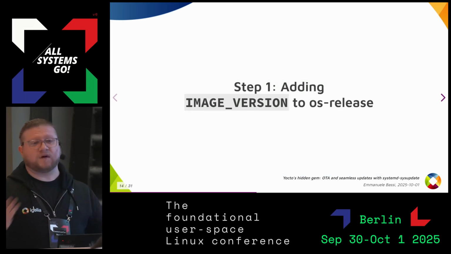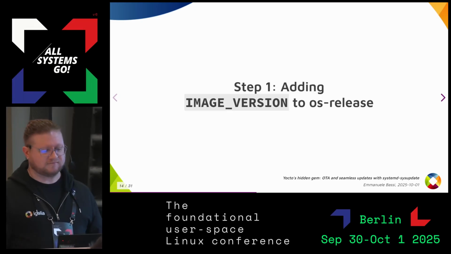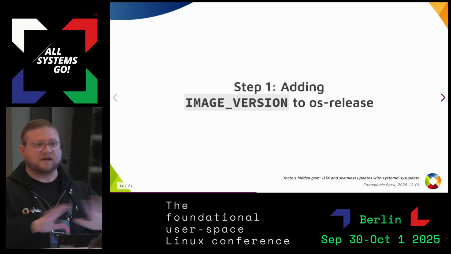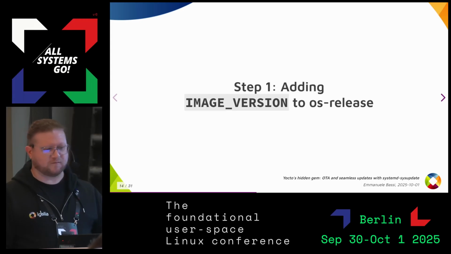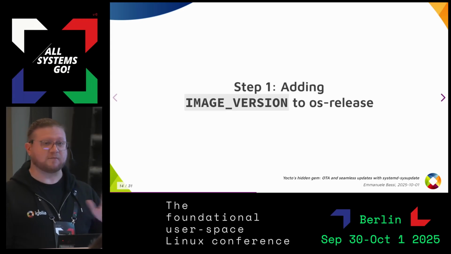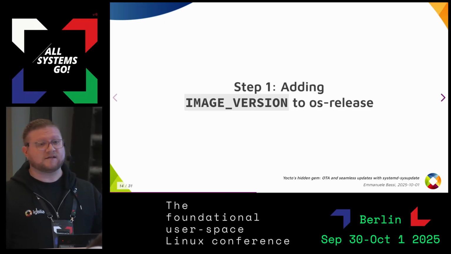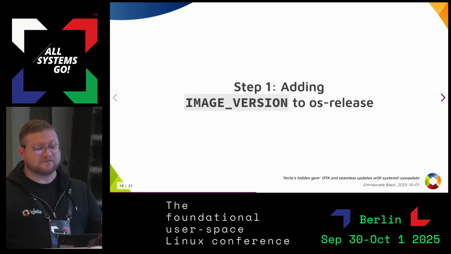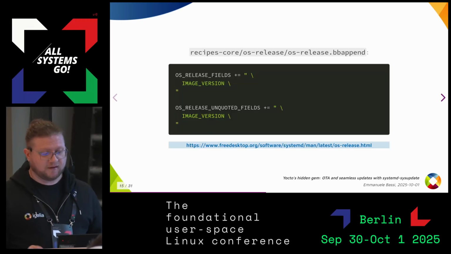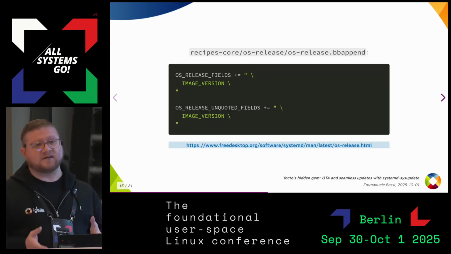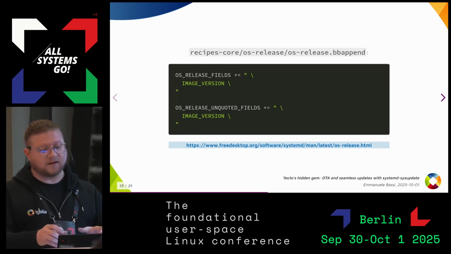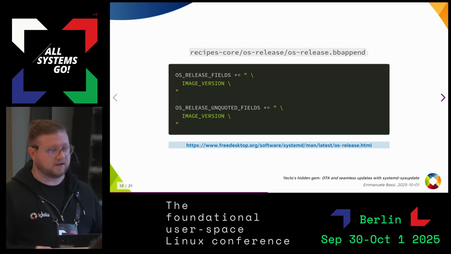So after we have our base operating system image that gets built and it's done, it's ready for being installed. It doesn't have any update mechanism yet. We need to say, this is the image version. This is the version of the image that we are building. Again, this one is done by editing the OS release recipe, just appending a bunch of information there.